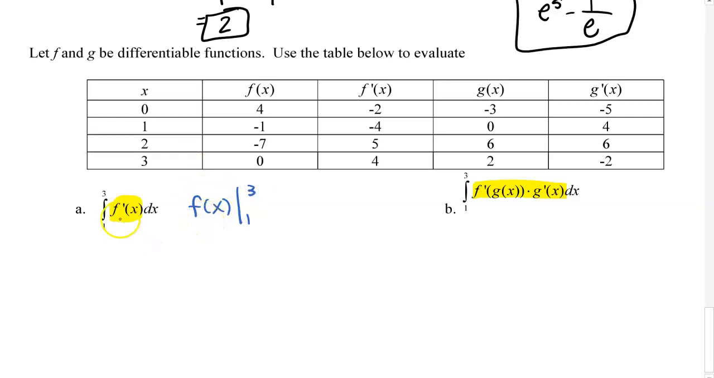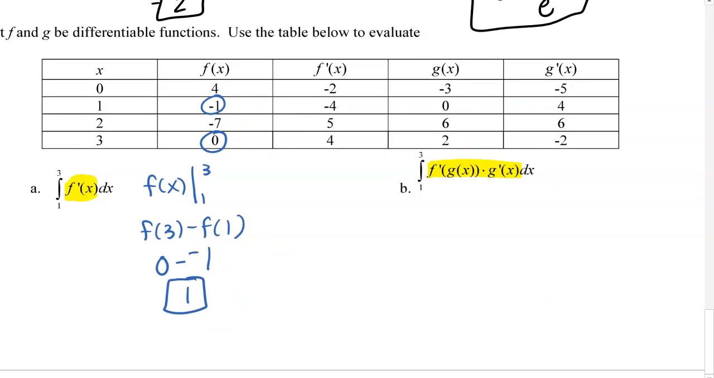Right? F of x's derivative is f prime. So that's f of 3 minus f of 1. F of 3 is 0. F of 1 is negative 1. So I end up getting 1. Right? F of 3 is 0. F of 1 is negative 1.